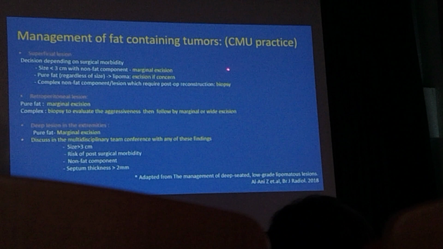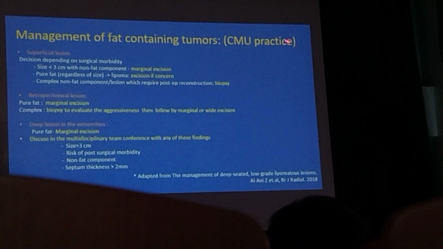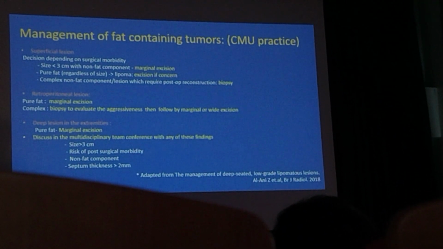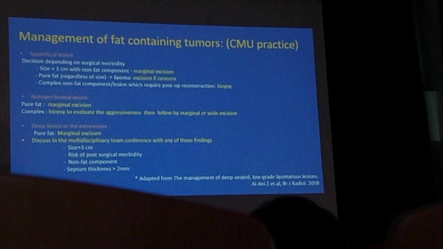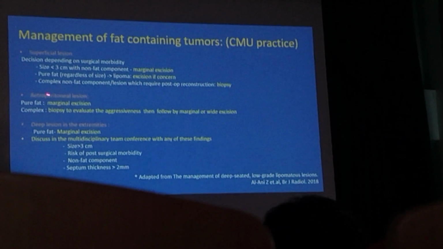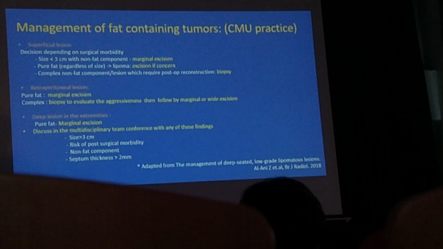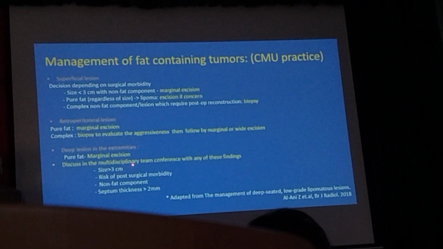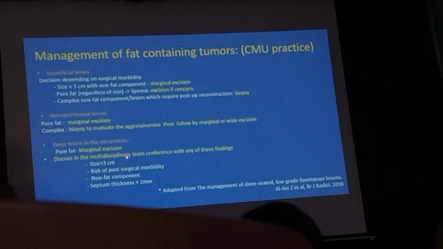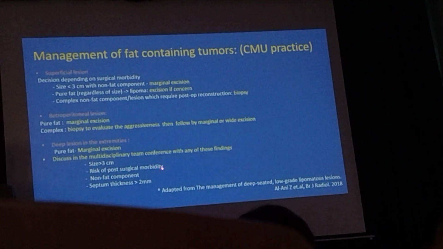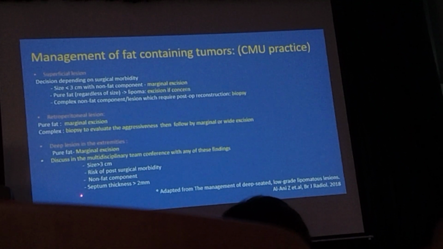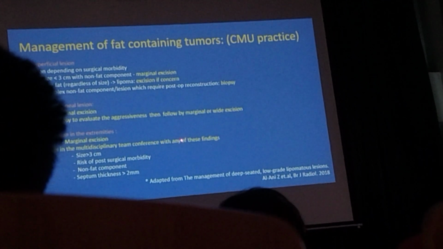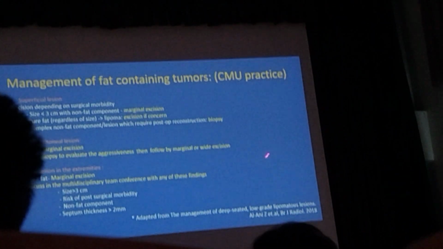Okay, I want to show this. This is our practice. You don't have to remember this because it depends on the resource and the team that you work together. But I just want to emphasize that the location, whether it's superficial, retroperitoneal or deep, is important. And whenever you have something that is not right, which means the size is big, I recommend more than 3 centimeters, risk of post-surgical morbidity, or non-fat component, or a septum that's bigger than 2 millimeters, you need to discuss with pathology, surgery, and then find the appropriate way to treat the patient.